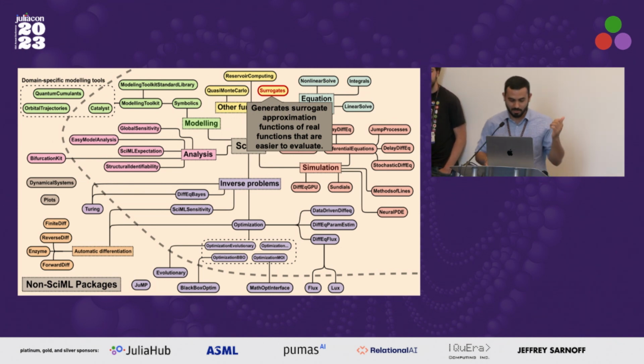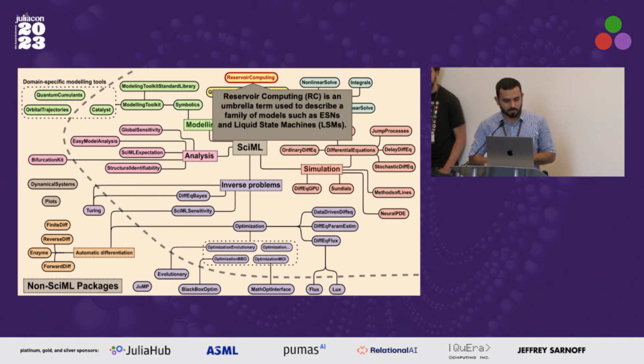Surrogates is the open source equivalent of what Sharan was talking about earlier, but it's very far behind it. Basically you can create surrogate models for your physical models. ReservoirComputing is one of these packages that was developed to support basically echo state networks and liquid state machines.